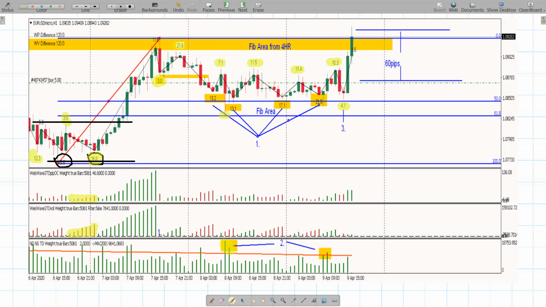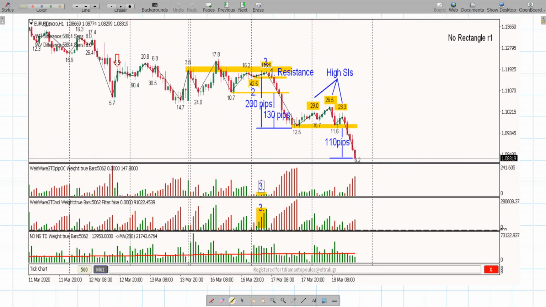Let's go to the next one. Okay, I'll start from the left, from this red arrow. We have a fast move down, then on the way up we got a retracement and we see a 90. That's an enormous speed index. 90.